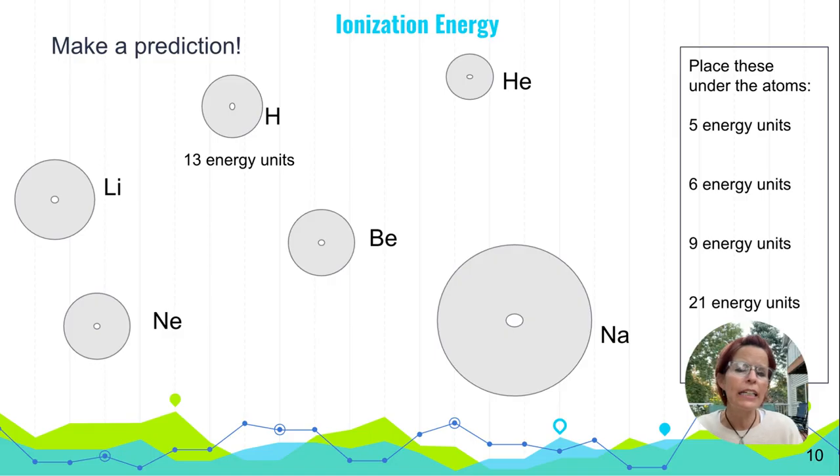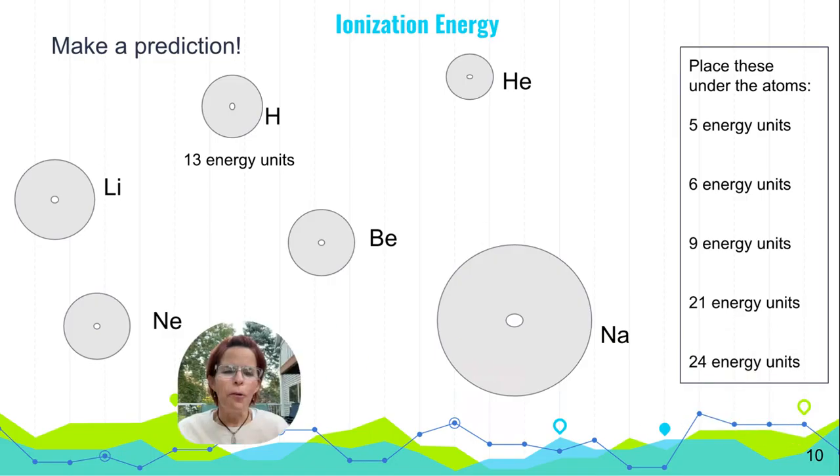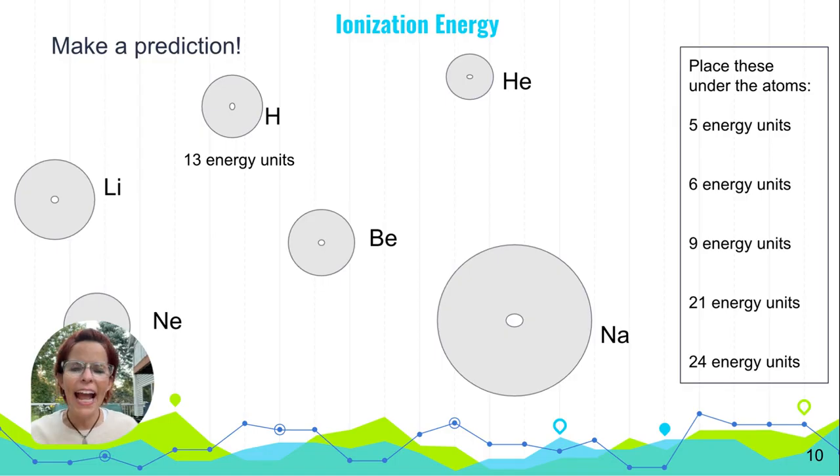So let's make some predictions. We have some possible energy units. It's just a made up term. So how much energy would it require to pull an electron off of a particular atom? So we give an example that hydrogen, it would take 13 energy units to pull its 1 electron away from its nucleus that has 1 proton. It's a fairly small atom, and its electron is very close to its nucleus.